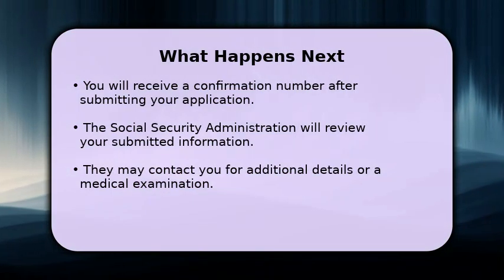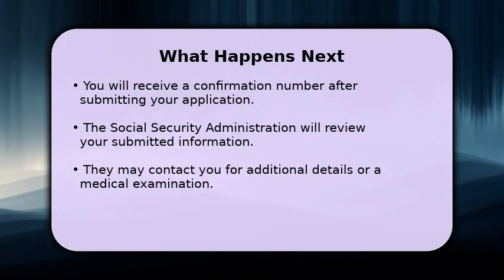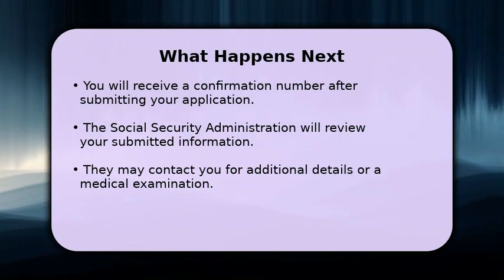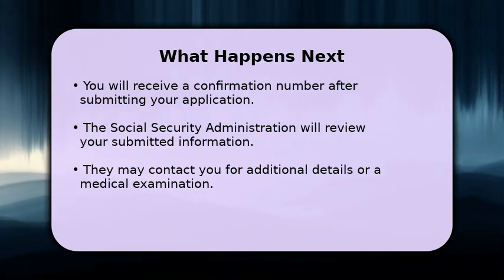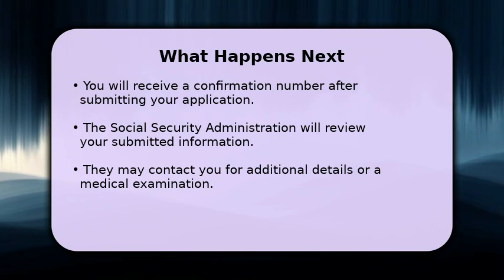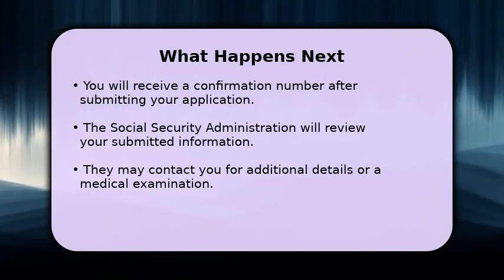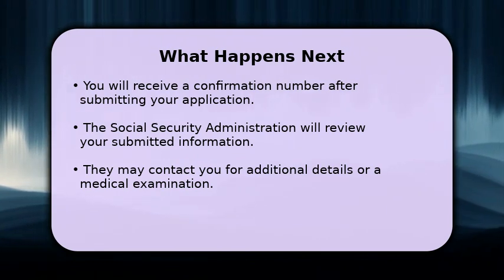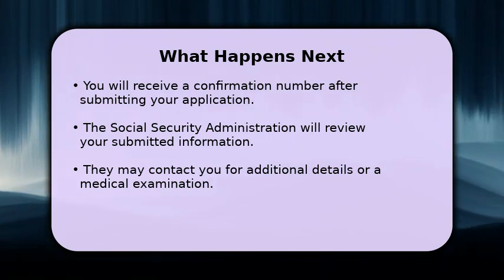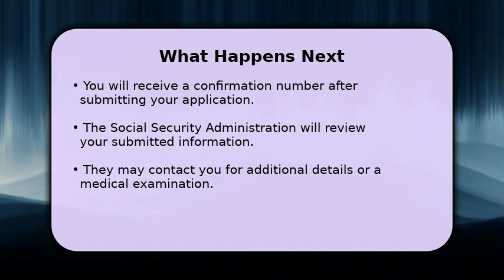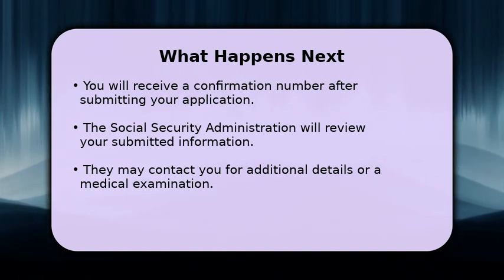After successfully submitting your online application, you will receive a confirmation number. Keep this number safe for future reference. The Social Security Administration will then begin reviewing your submitted information. They might contact you for further details or to schedule a medical examination. The decision process can take several months, so patience is key during this waiting period.